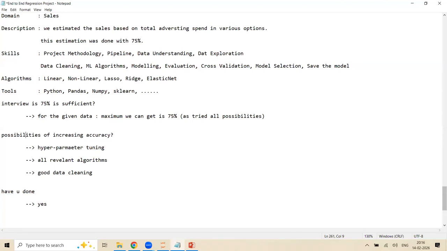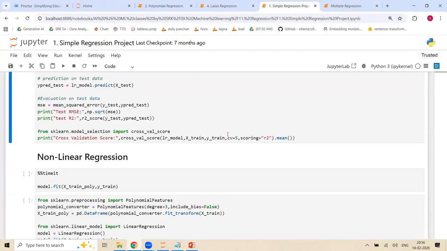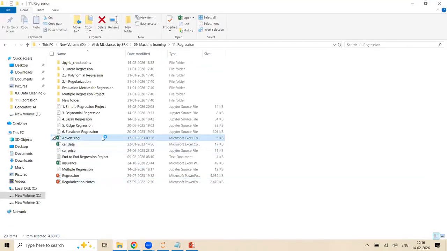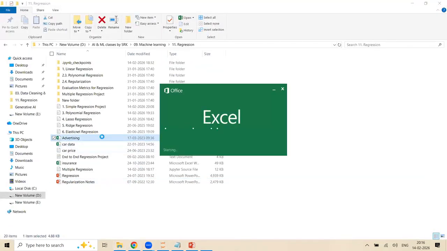Sir, for example, what are the things you have done? Assume you share me the same data set. Same two columns for you, the column is the same. For me also, the column is the same. Share me the data set. Okay, I'm going to share the data set. This is the data set.